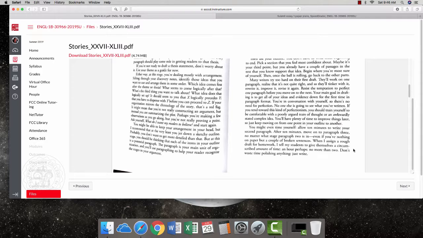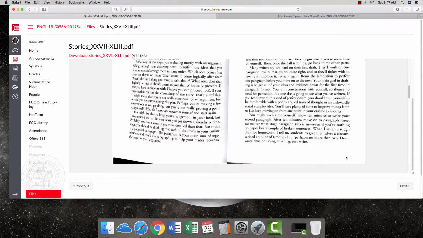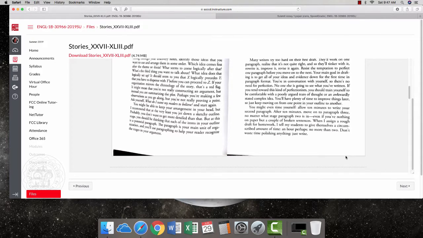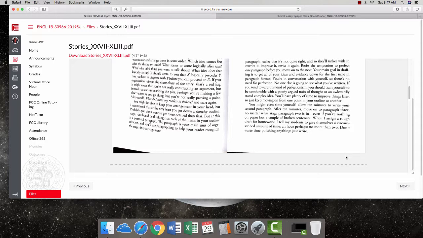Allow 10 minutes to write your second paragraph. After 10 minutes, move on to paragraph 3, no matter what stage paragraph 2 is in, even if you've nothing on paper but a couple of broken sentences. When I assign a rough draft for homework, I tell my students to give themselves a circumscribed amount of time, an hour perhaps, no more than 2. Don't waste time polishing anything. Just write.